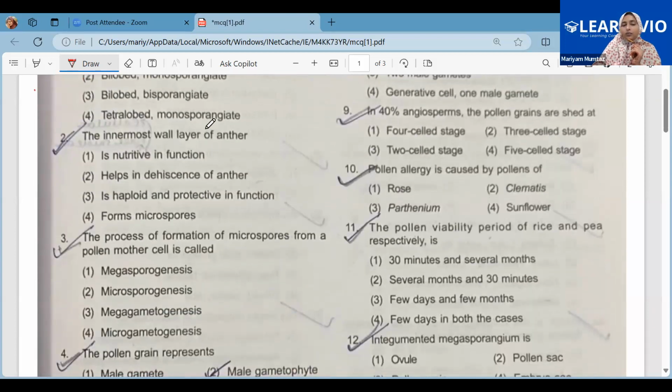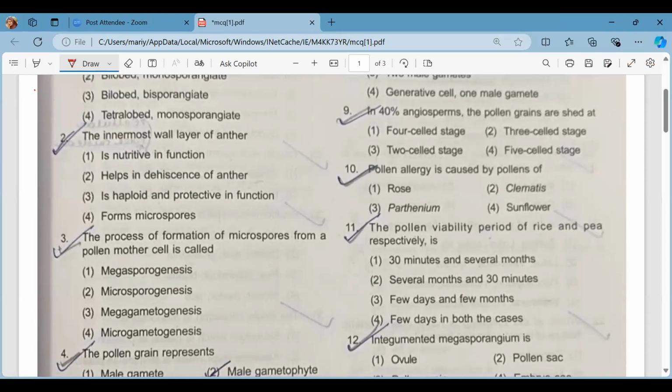Now the innermost wall layer of the anther. What is the innermost layer of the anther? Do you remember the names of the layers? Okay, just one second, I'm just coming. Till then, you can think of the answer.